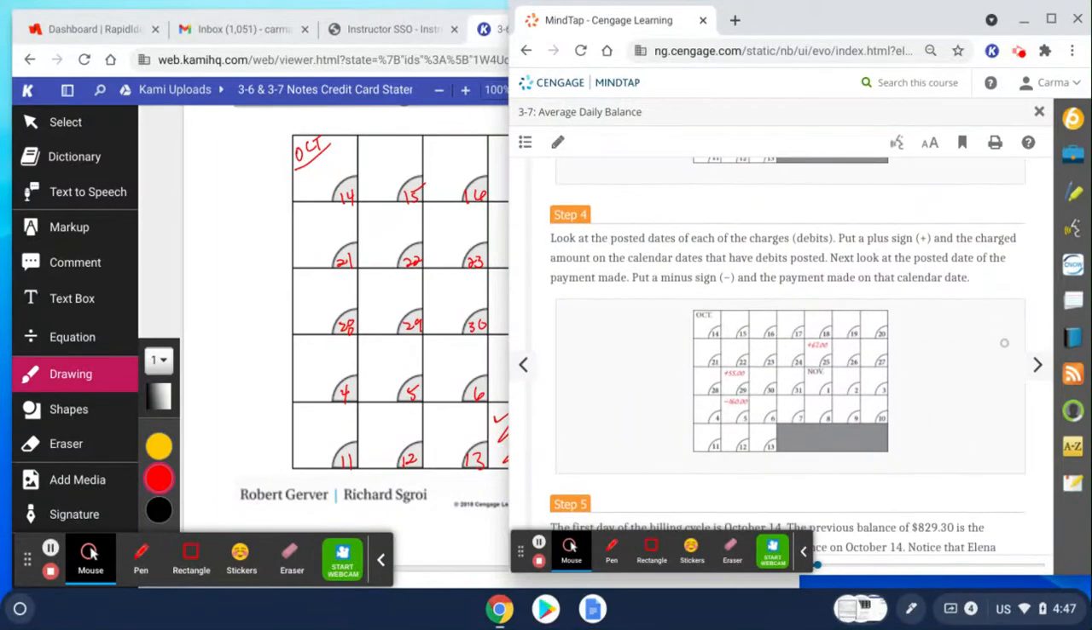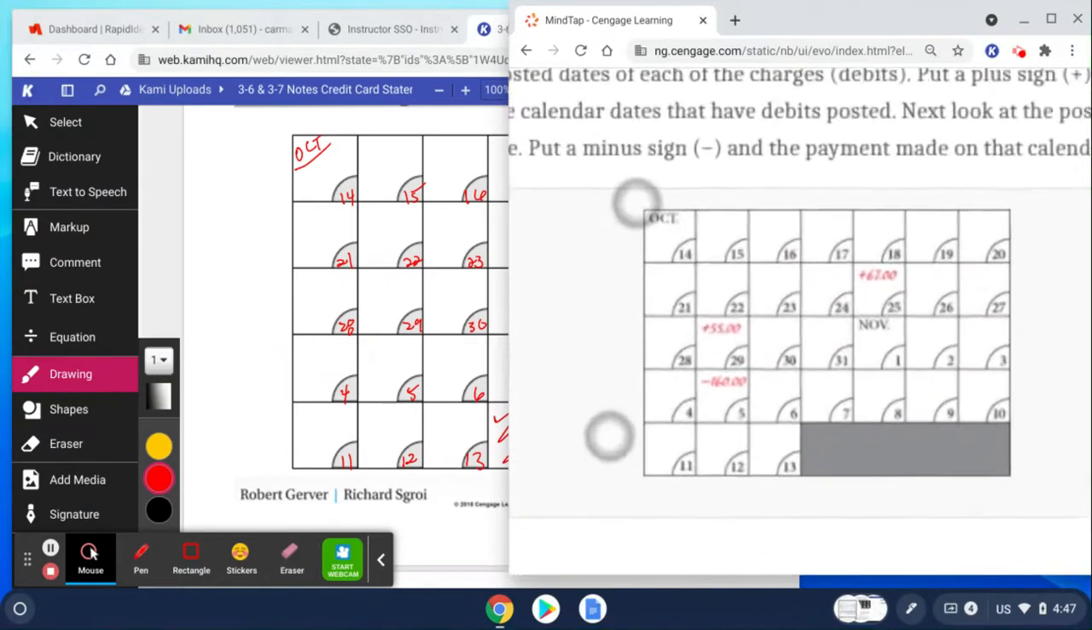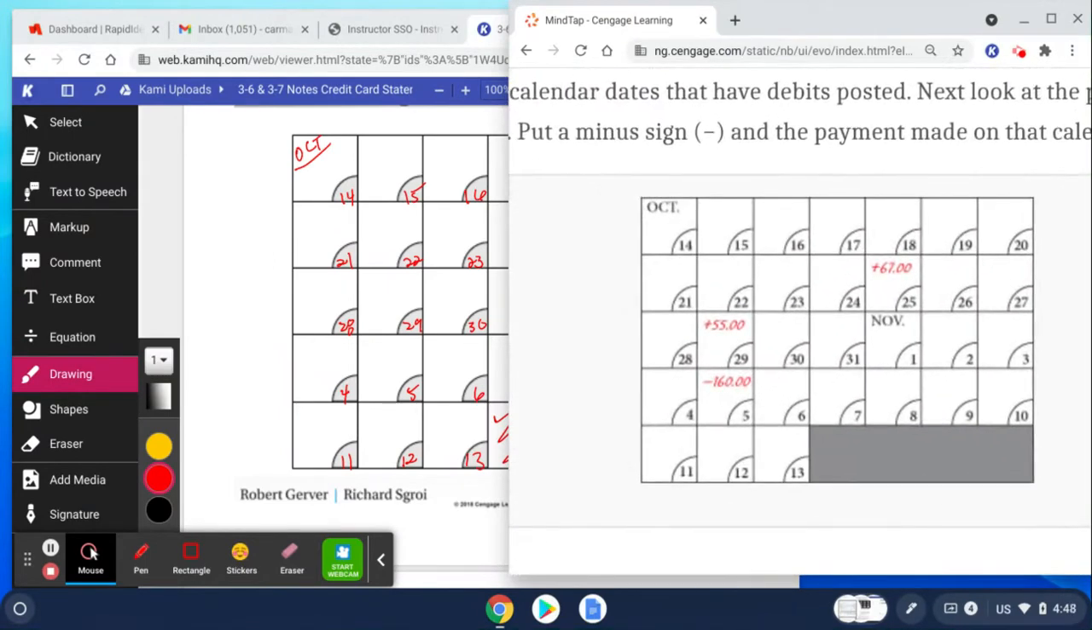All right, step four, look at the posted dates of each of the charges. Put a plus sign on the calendar for the charges that have debits posted. Now look at the posted date of the payment made and put a minus sign. So I'm going to zoom in on this. So where does this come from?